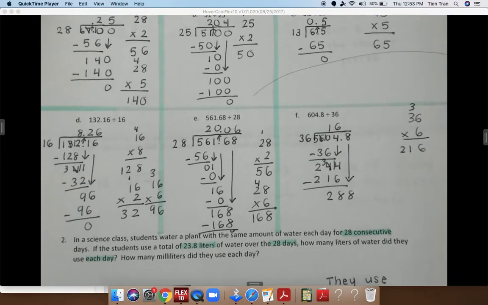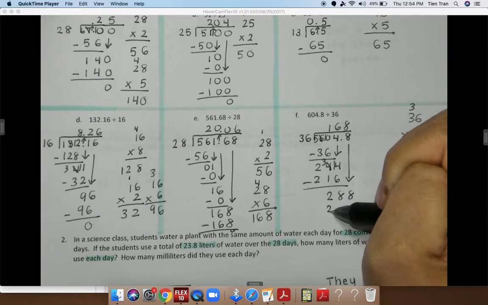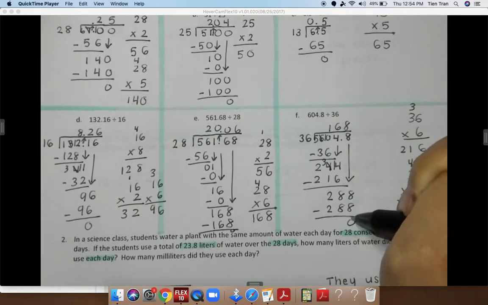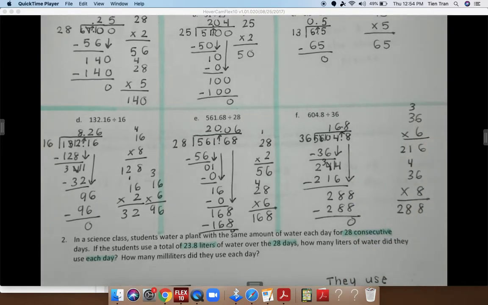How many times can 36 go into 288? I'm going to multiply and see. Maybe by 8. 6 times 8 is 48. 8 times 3 is 24. Plus 4 is 28. So that is 8 times. I have 288. Subtract. I get 0. Don't forget to bring up your decimal, and your final answer is 16 and 8/10.